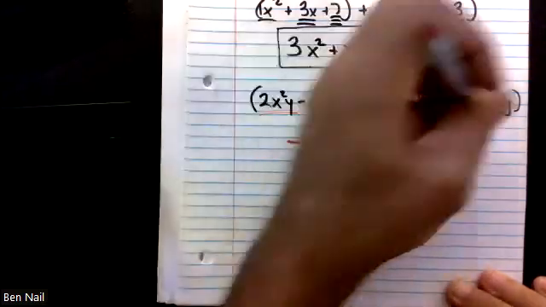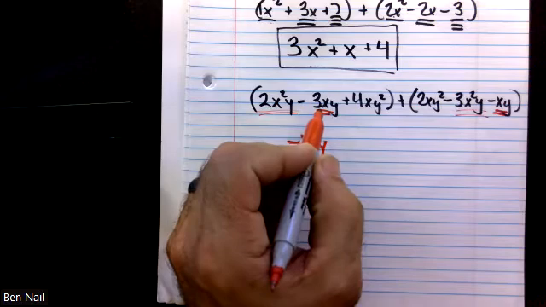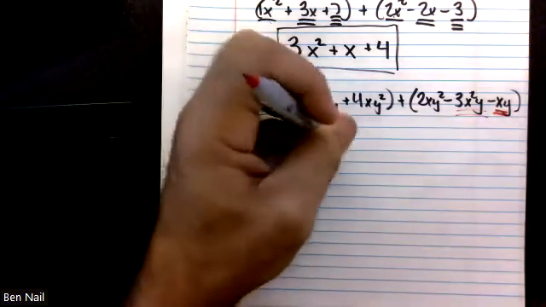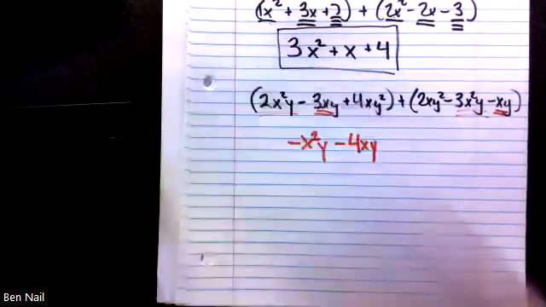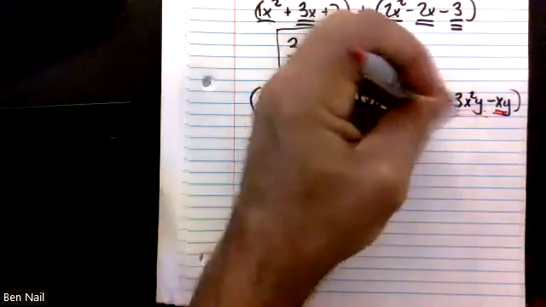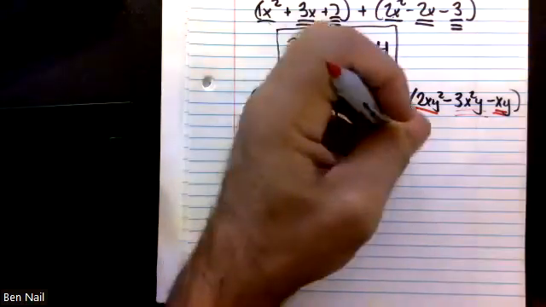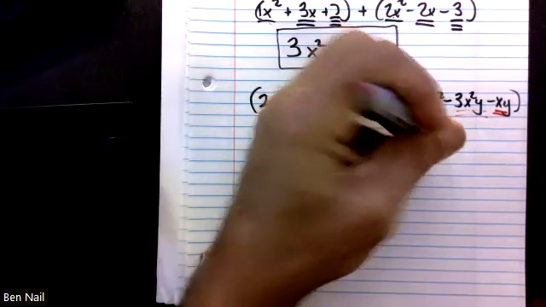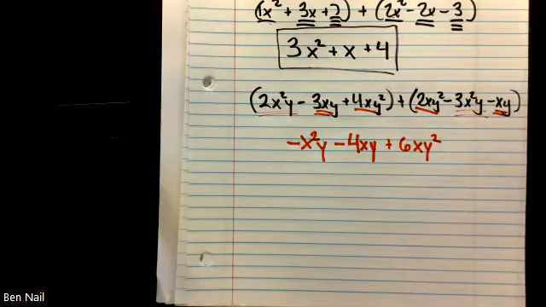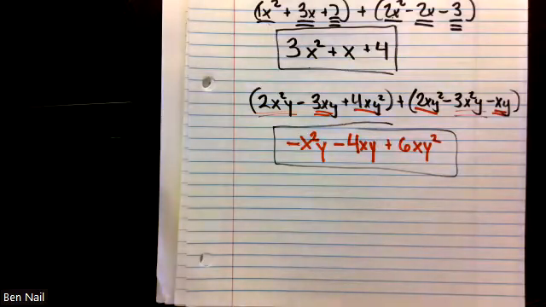Same, my xy's can only combine with my xy's. So negative 3xy plus negative 1xy is a negative 4xy. And then finally my xy to the second. So 4xy to the second plus 2xy to the second would be 6xy to the second. So you can only combine like terms.